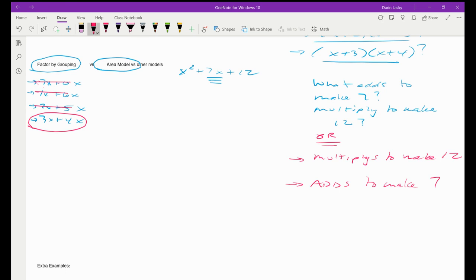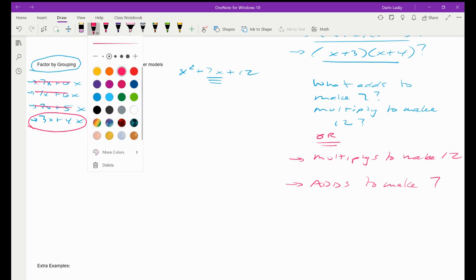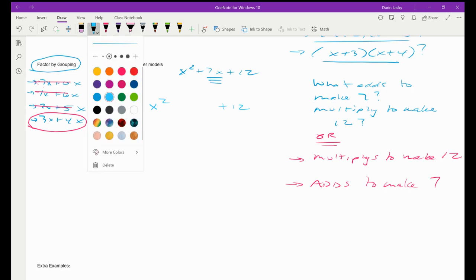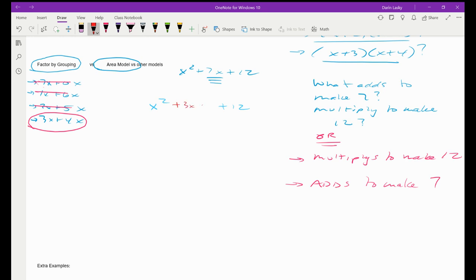So now we're going to look at the distributive model, or the factor by grouping. So let me go back to my other color here. So we've got this, guys. We've got x squared. Let's rewrite this. Plus 12. And then I'm going to take my answer to those questions, which is plus 3x plus 4x. All right? So now, if we look at this, yesterday we did factor by grouping. So I'm going to do factor by grouping here.